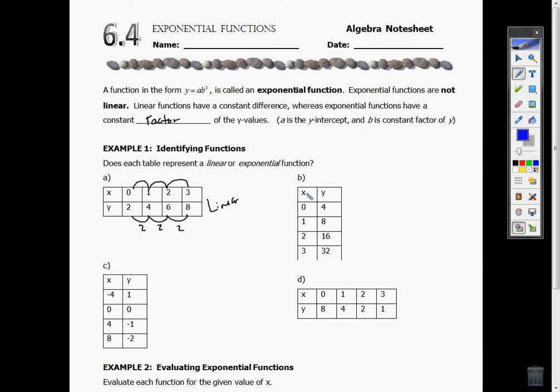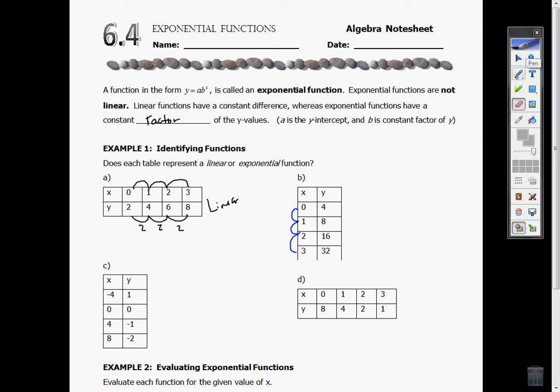Now let's come over to b. X values again are going 0 to 1, 1 to 2, 2 to 3. Nothing very fun. When I look at the y's though, I start at 4 and I move to 8. Okay, plus 4. I go from 8 to 16. Okay, interesting. That's a jump of 8. And I go from 16 to 32. That's a jump of 16. So there's obviously not that common difference between them all. But let's see if perhaps something else is going on.